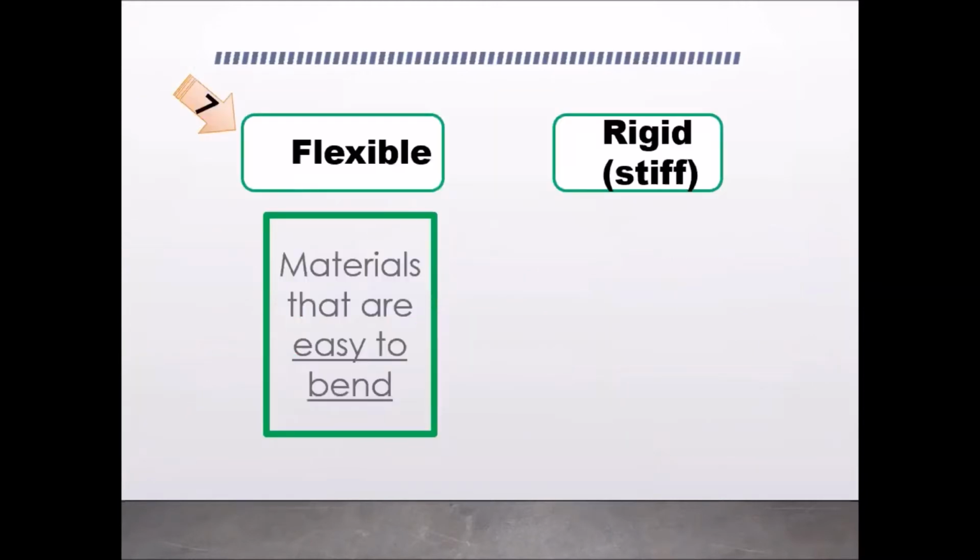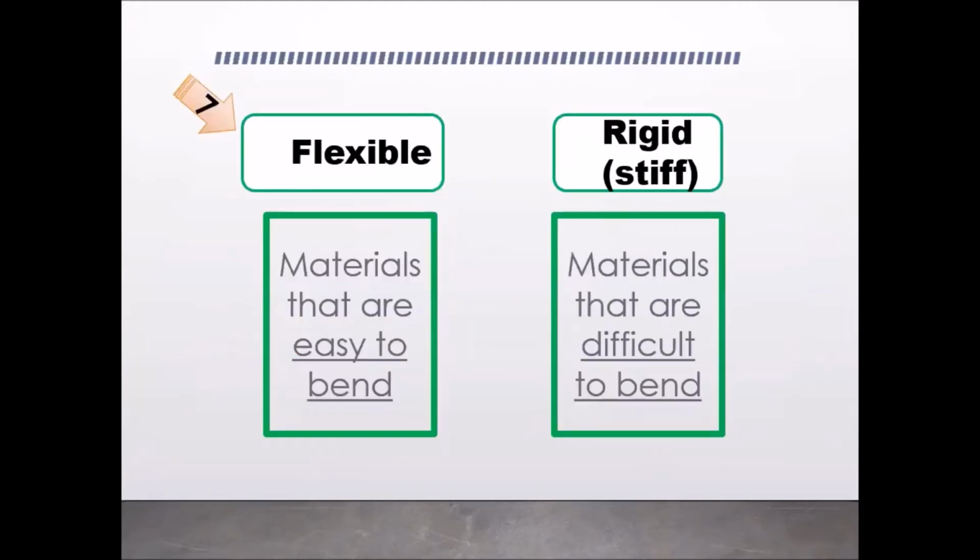The seventh property is flexible and rigid. What does flexible material mean? It is easy to bend, like the rubber ruler, for example. The rigid material is difficult to bend. For example, like what? Like the glass, like the door. Okay, so all of those are materials which are difficult to bend.